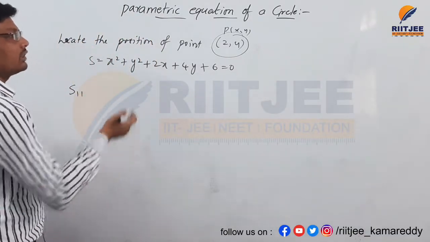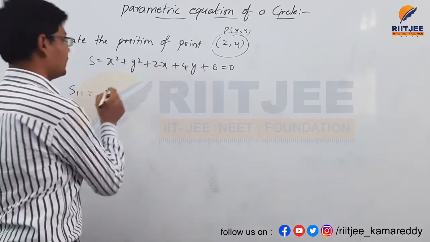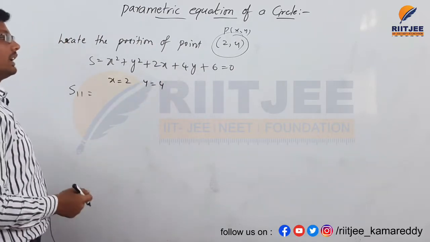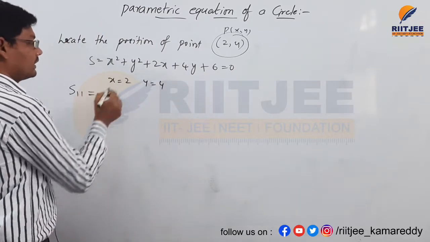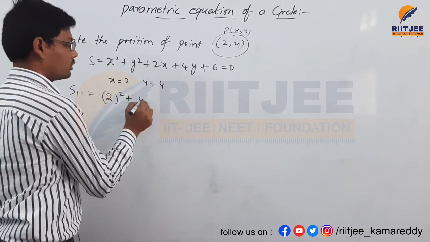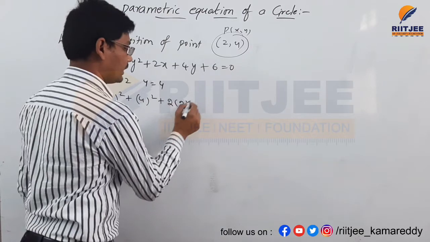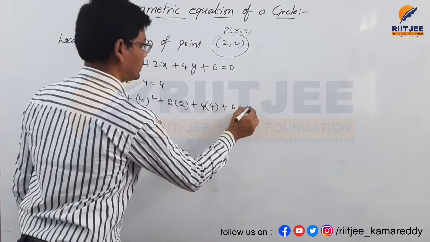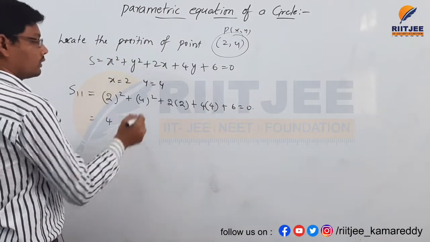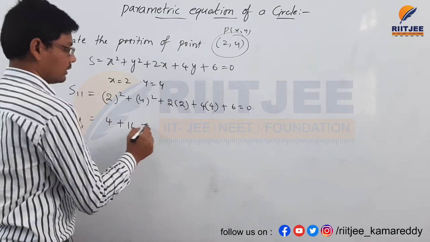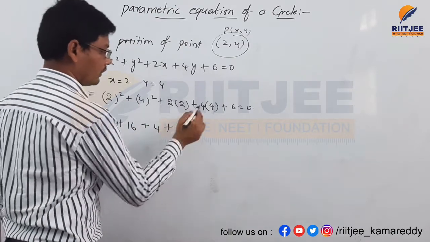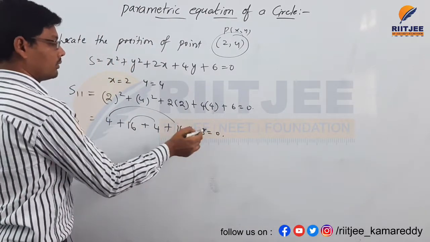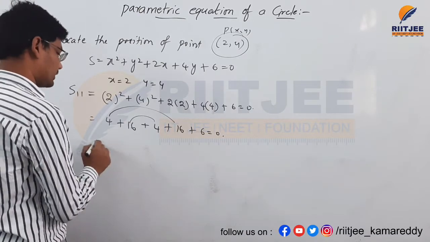If you find S11, then we will get the position of the point with respect to the circle. S11 is nothing but we just need to substitute the values here: substitute x is equal to 2, y is equal to 4 in the circle equation. 2 square plus 4 square plus 2 into 2 plus 4 into 4 plus 6. 2 square is 4, 4 square is 16, 2 into 2 is 4, 4 into 4 is 16, plus 6, that is 20 plus 20 plus 6, which is 46.